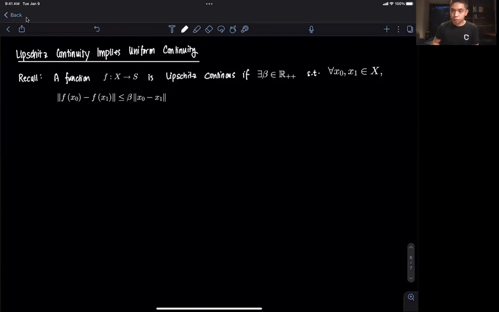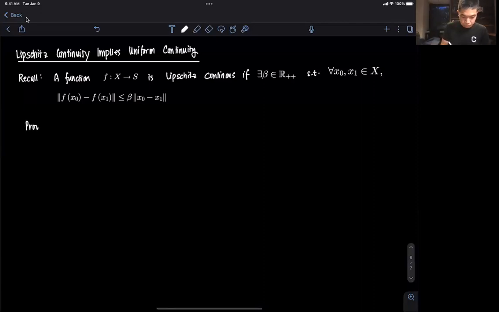Before we proceed with the formal proof, let's recall what Lipschitz continuity is. A function f that maps from a space X to some space S is said to be Lipschitz continuous if there exists some beta that's positive, such that for any two values in the domain X, the norm of the images, that's f(x0) and f(x1), is less than or equal to beta times the difference of the points themselves. So let's go with the proof.